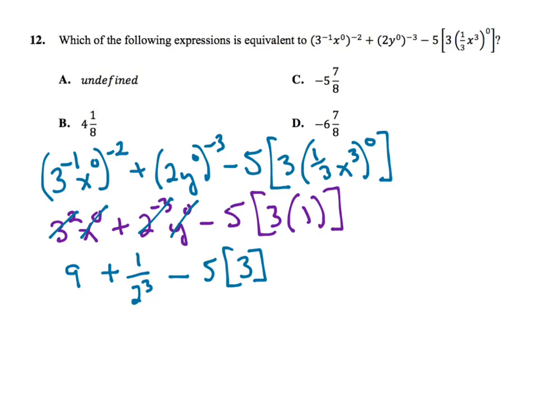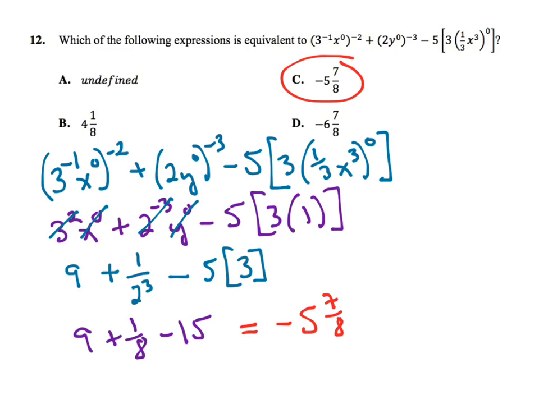Okay, going extra slow on this one. And we can continue simplifying. I'm going to deal with 2 to the power of 3, and I'm going to multiply 5 and 3. So that equals 9, plus 1 over 8, minus 15. Now it's a matter of simple arithmetic. That equals negative 5 and 7/8. There's my answer. Once again, V9 actually is probably going to be your best bet on this one.